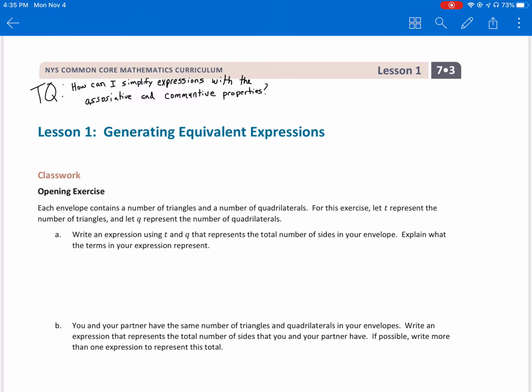Today's question: how can I simplify expressions with the associative and commutative properties? So please pause the video and write down today's question.